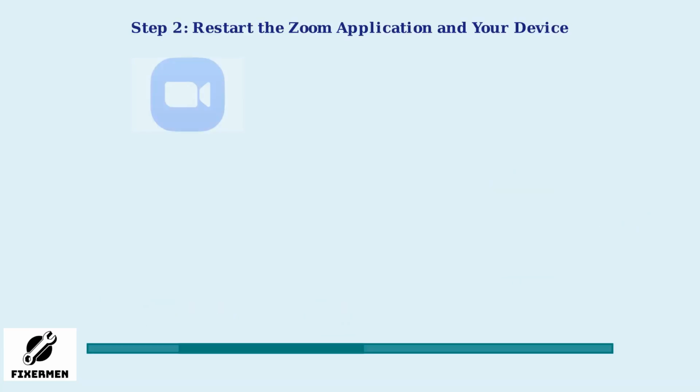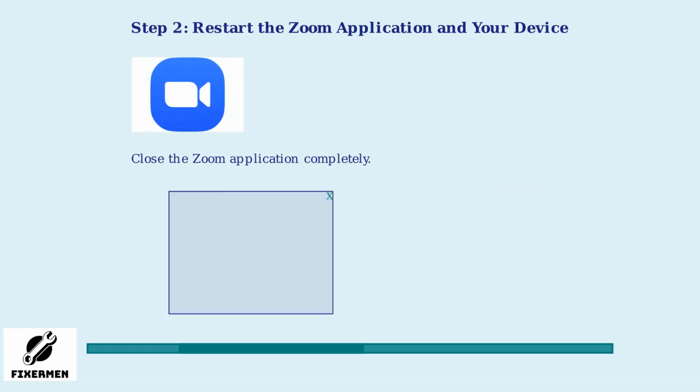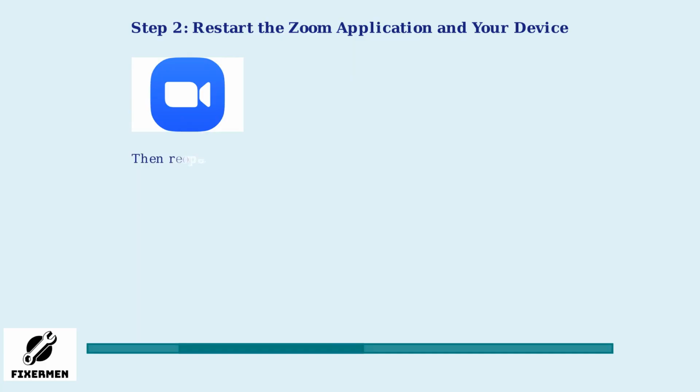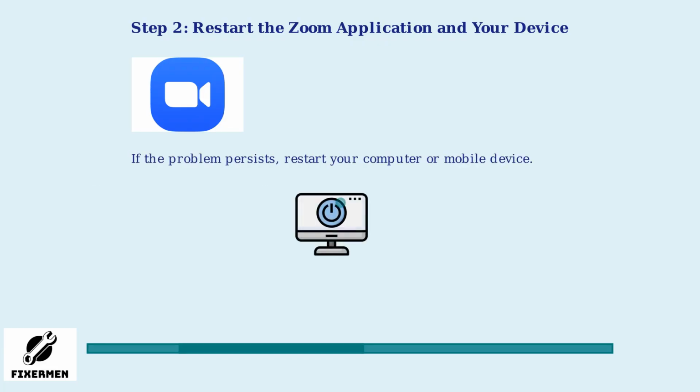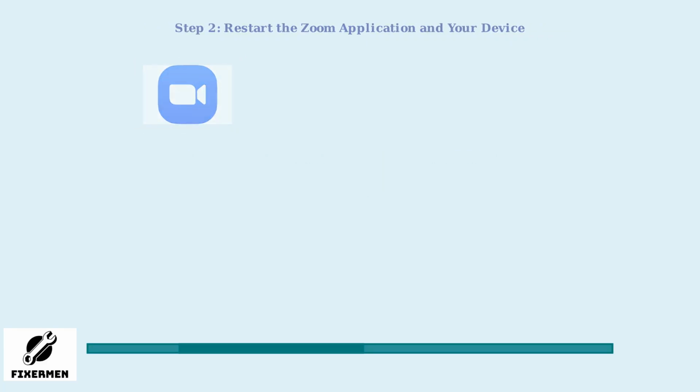A simple restart can often resolve temporary glitches in Zoom. First, close the Zoom application completely. Then reopen the Zoom application. If the problem persists, restart your computer or mobile device. This simple step often resolves connectivity issues.